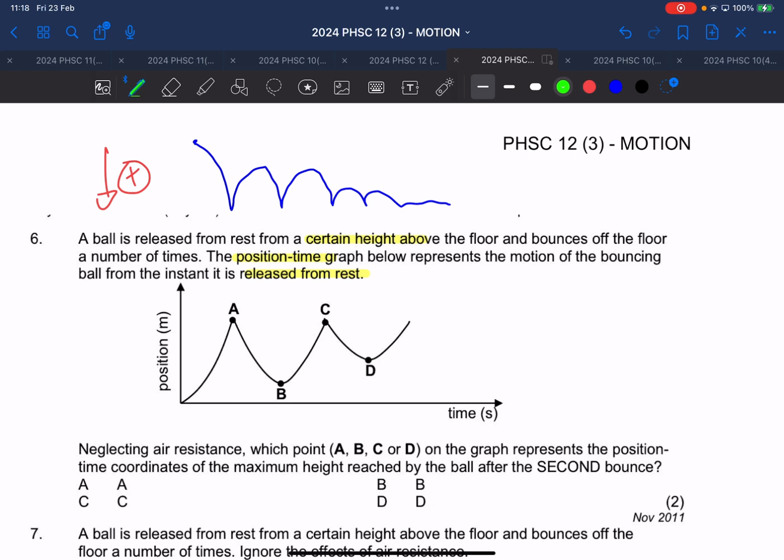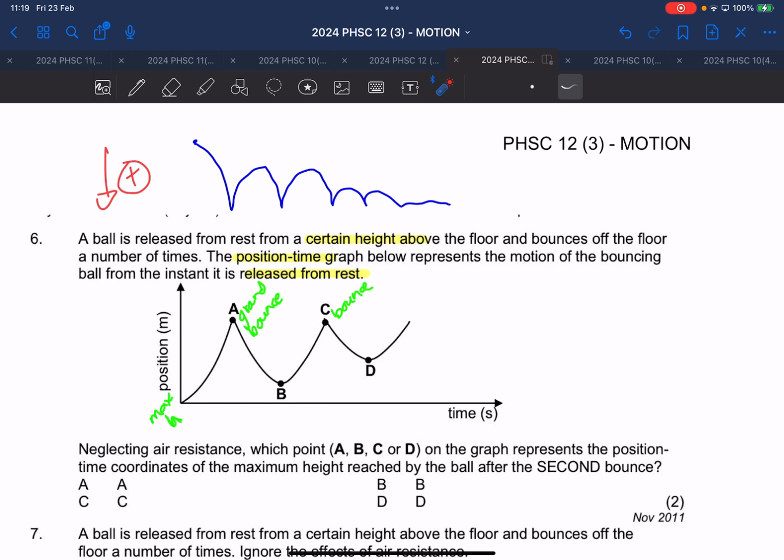So this is the ground, or this is where it bounces. It touches the ground. This here is the maximum height, and then this here is also the maximum height after the first bounce, and the maximum height after the second bounce.